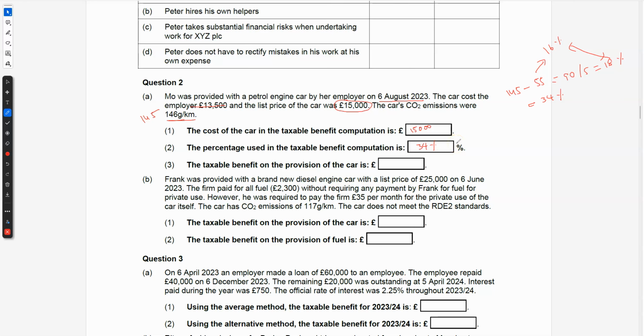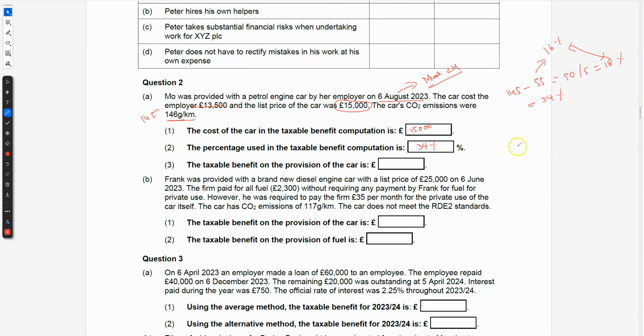If it is a diesel engine car, then 4% will be added, but maximum 37%. Remember that. The taxable benefit on the provision of the car is, so how much will be the taxable benefit? You need to see how many months the employee used the car from August. So August, September, October, November, December, January, February, March, 8 months. So 6th August to March.